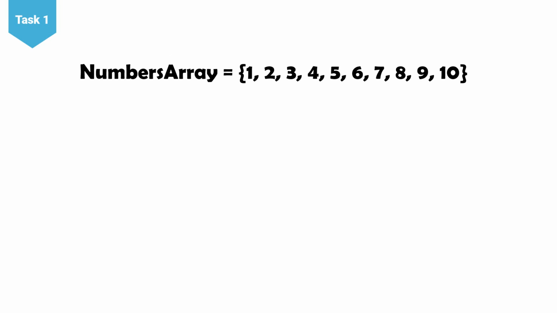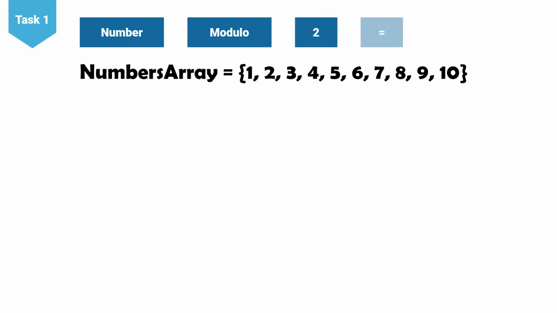We have an array. This consists of 10 numbers, from 1 to 10. We want to get all numbers from this array that meet the following condition: number modulo 2 equals 0. That means, we have to check each number in this array, if it fulfills this condition.